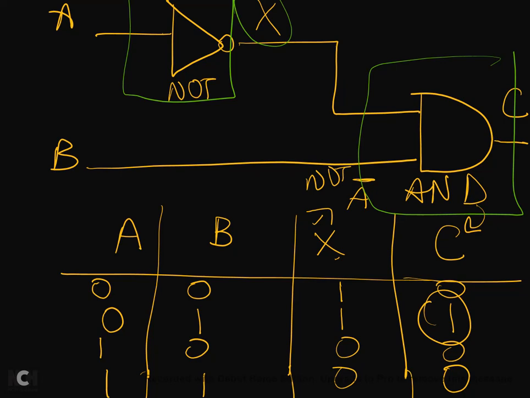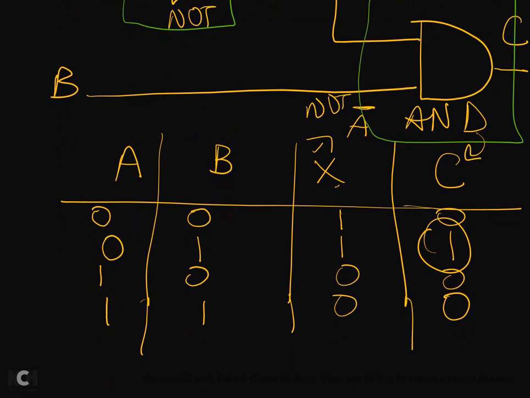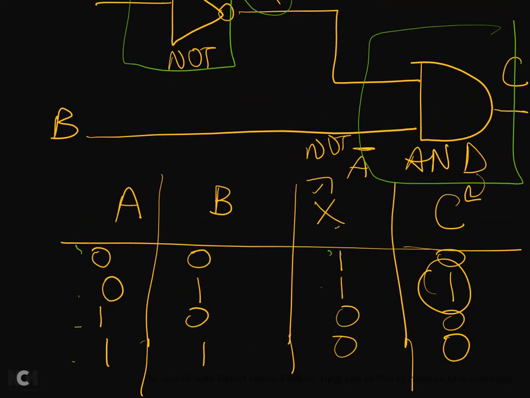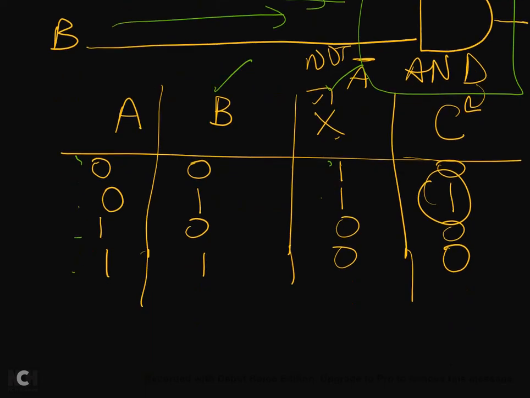So here, X is not A. If I look at my column, 0, so that goes 1, 0, 1, 1, 0, 0, 1, 0. Now, if I look here, it is X and B that go to the AND gate, so I'm looking at the X and B columns. In an AND, I only get 1 if both of my inputs are 1, which would be in this case here.